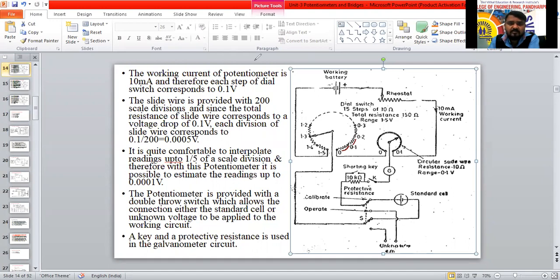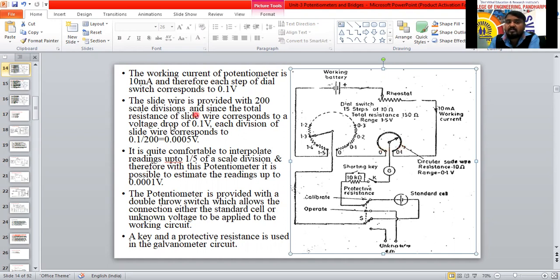The working current of the potentiometer is 10 milliampere, and therefore each step of the switch corresponds to 0.1 volt difference. The slide wire is provided with 200 scale divisions here. The 200 scale divisions are divided into 0.0001, 0.0002 like that. The total is 0.1 volt, divided by 200 scale divisions.